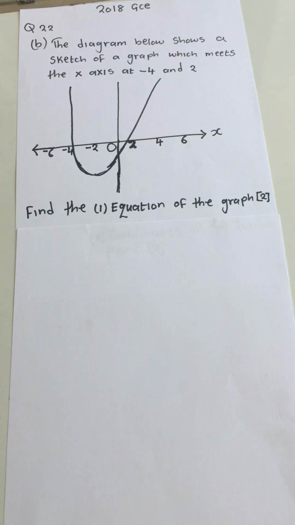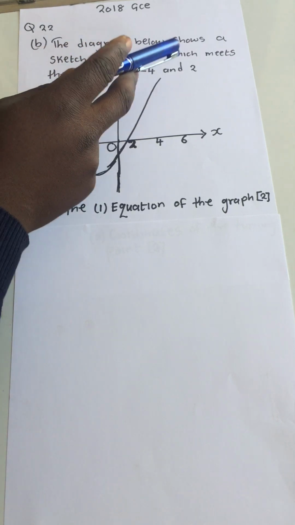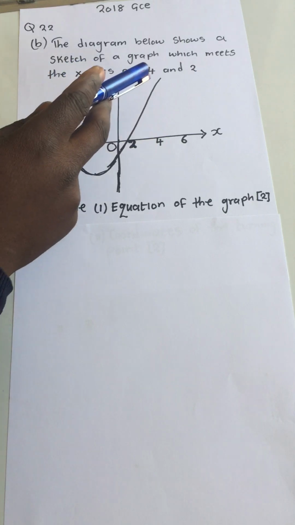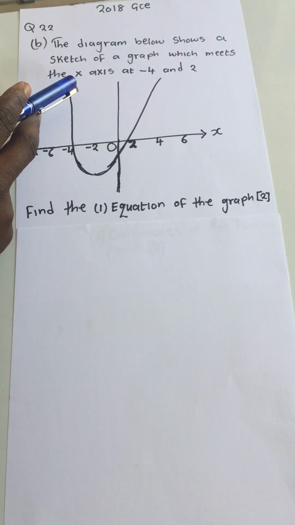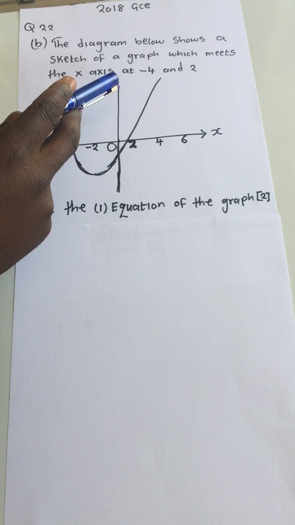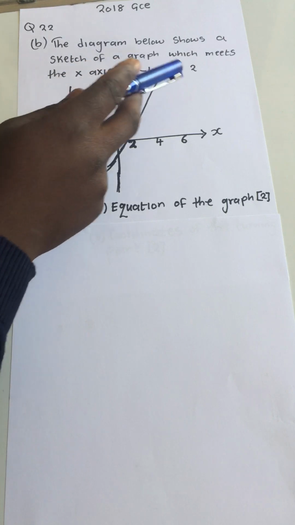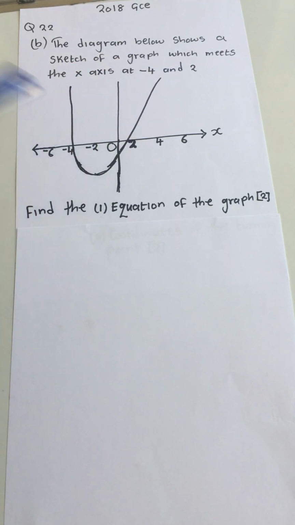Here I've got a question, question 22 from the 2018 GCE, paper 1. The question reads: the diagram below shows a sketch of a graph which meets the x-axis at -4 and +2. So this is the sketch of the graph. And the first question, you have been told to find what? The equation of the graph.